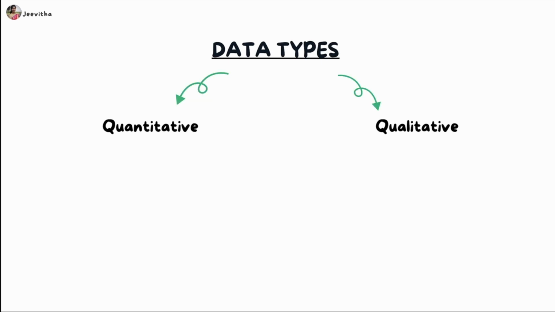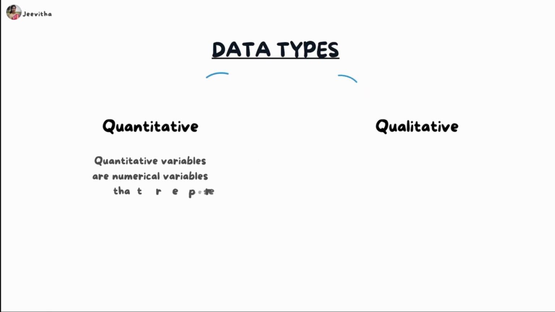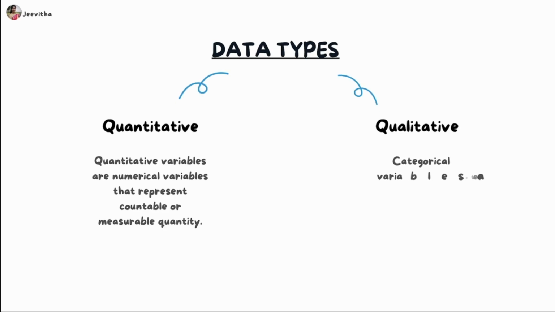What do you mean by quantitative? The name itself suggests that it basically focuses on the quantity of a certain thing. What do you mean by that? Quantitative variables are nothing but numerical variables that represent a countable or measurable quantity. What do you mean by qualitative? Categorical variables or a text kind of data that represents names or labels. We call such kind of data qualitative.